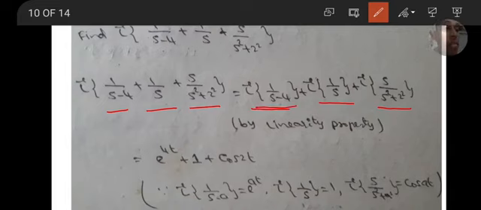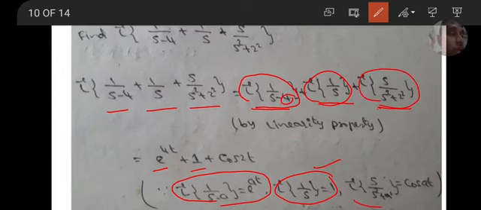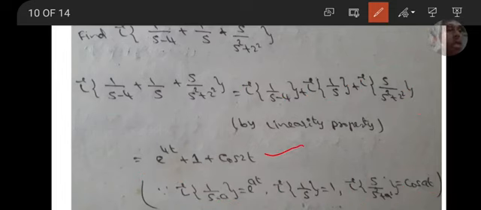So it is of the form L inverse of 1/(s minus a), that means e to the power of at. L inverse of 1/(s minus a) is e to the power of at, a equal to 4, therefore e to the power of 4t. And L inverse of 1/s equal to 1, therefore it is 1. And it is of the form L inverse of s/(s square plus a square) equal to cos at, a equal to 2, so cos 2t. Okay. So e to the power of 4t plus 1 plus cos 2t is the answer.